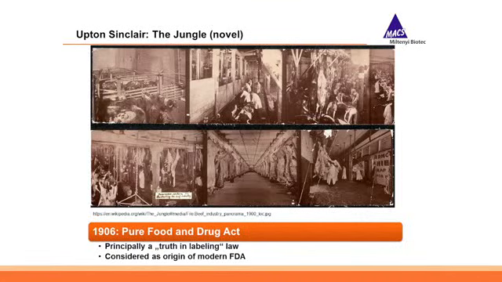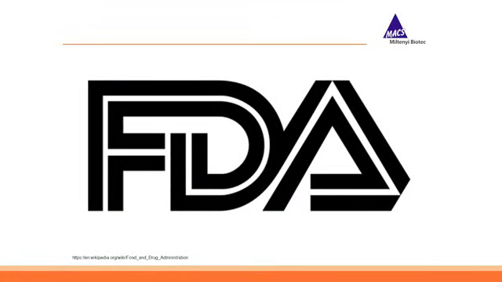But it not only had a part on labeling, it is also considered the birth of what is now more or less the modern FDA. Nevertheless, there were several flaws because therapeutic claims were not limited and it did not require pre-market inspections or approval. But with this act, it was basically the creation of the Food and Drug Administration, FDA.